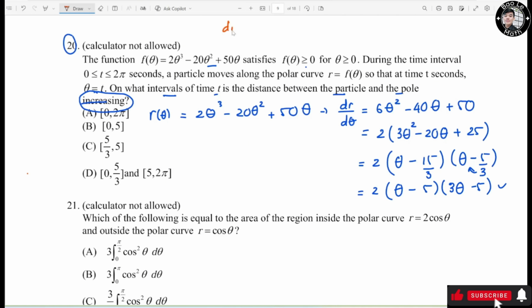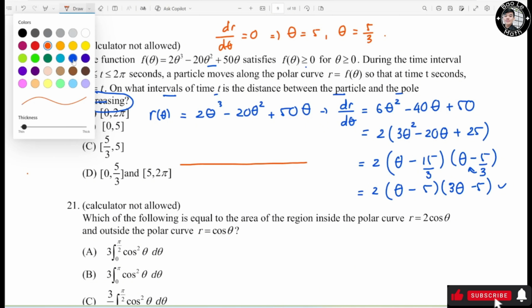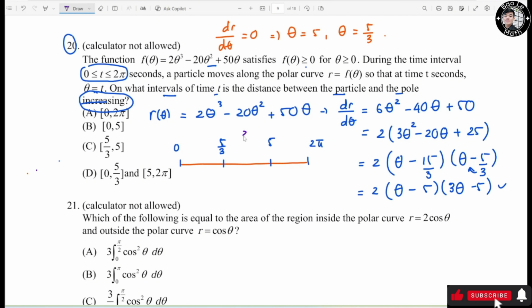Now we're going to let dr over d theta equal 0. And then theta equals 5, and theta equals 5 over 3, right? We're going to draw the number line and put these on the number line. So I'm going to pick 2 right here. I substitute 2 for theta into this equation, right? So I have 6 times 4, it could be 24, plus 50, it could be 74, subtract 80, it could be negative, right? So this interval is negative, this guy is positive, and this guy must be positive, right?